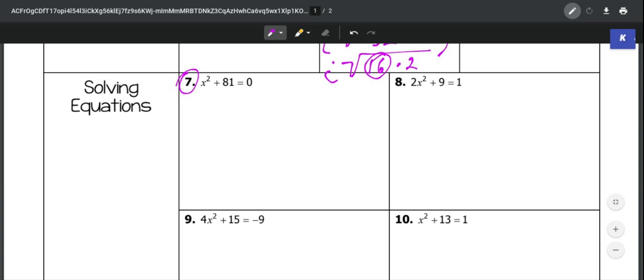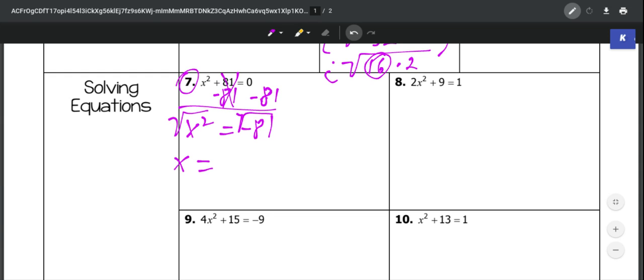So on number 7, we've got x squared plus 81 equal to 0. We need to get x squared by itself, so we're going to subtract 81 on both sides. We'll be left with x squared equal to negative 81. And now the way we get rid of this exponent of 2 is by taking the square root of both sides. So we would have x equals plus or minus the square root of negative 81.